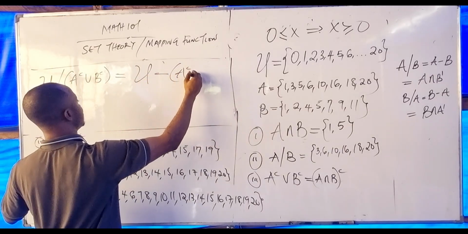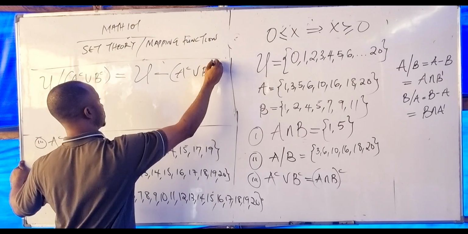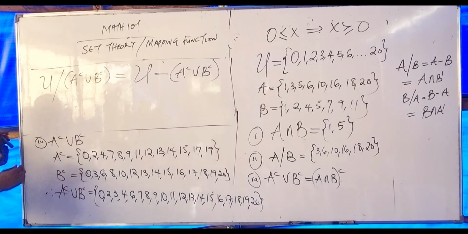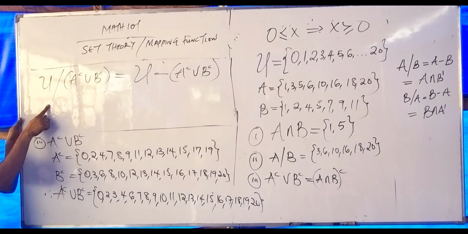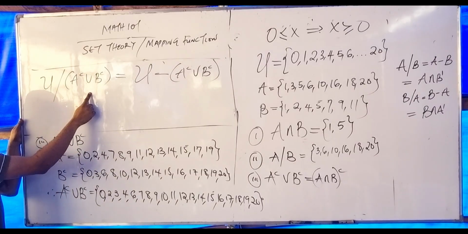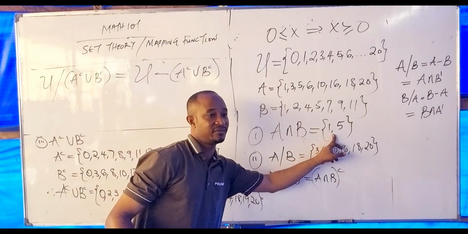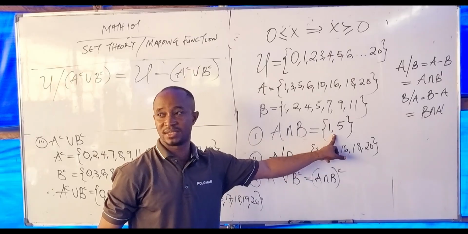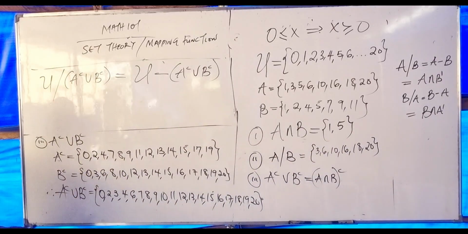A complement union B complement. This simply means those elements that are found where? In the general set, but not in this. What is the answer? 1 and 5. Am I communicating here? Now let's watch.